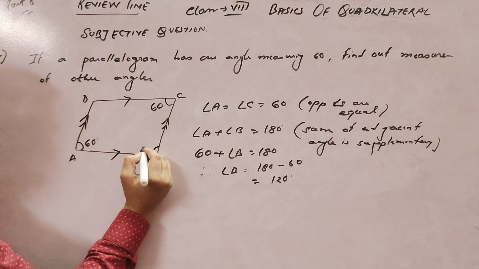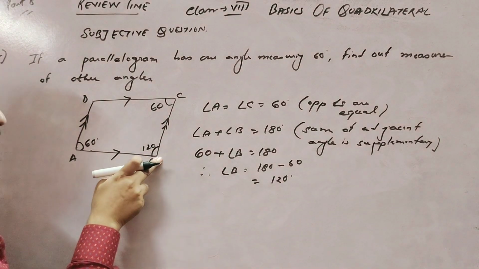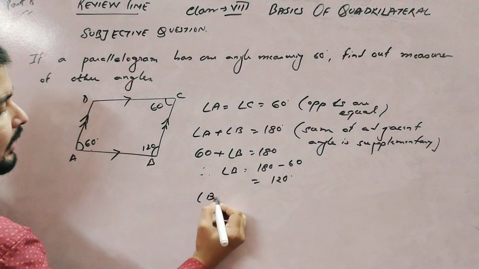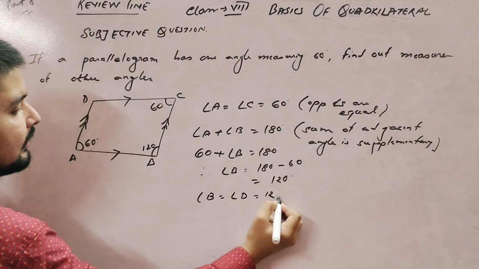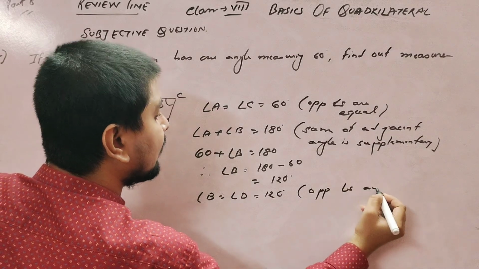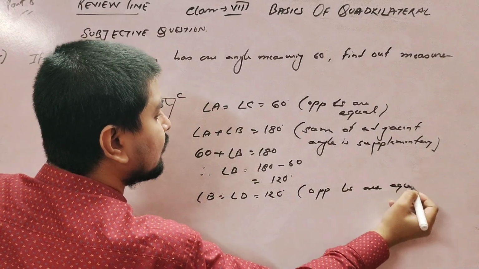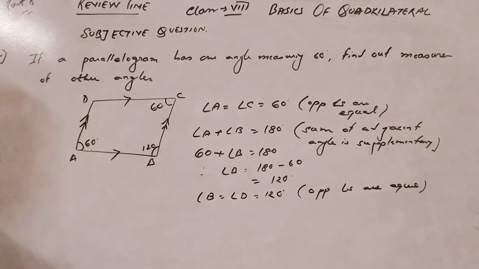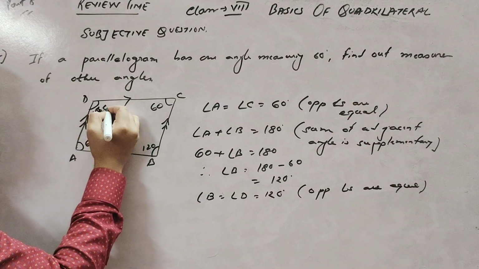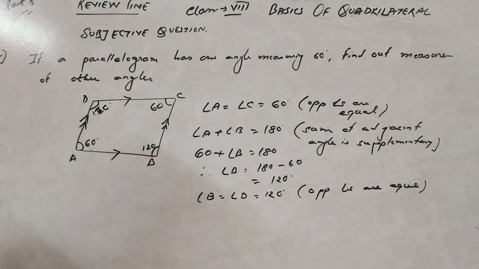Angle B equals angle D, opposite angles are equal. So angle B equals angle D equals 120 degrees. That means we get all the angles: angle B is 120, angle C is 60 and angle D is also 120 degrees. Okay, note.